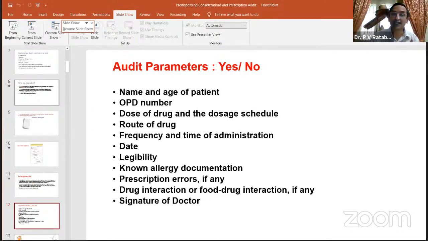Known allergy documentation. It is the responsibility of the doctor to write whether the patient is allergic to any particular compound or not. Prescription errors, if any. I will discuss a few prescription errors which can be easily spotted by a pharmacist. Then drug interactions, food drug interactions, if any, and signature of the doctor. So if you look at the prescription and try to analyze these parameters, that itself becomes an audit in the pharmacy while dispensing, and it can be very useful and helpful to improve your dispensing in the pharmacy.